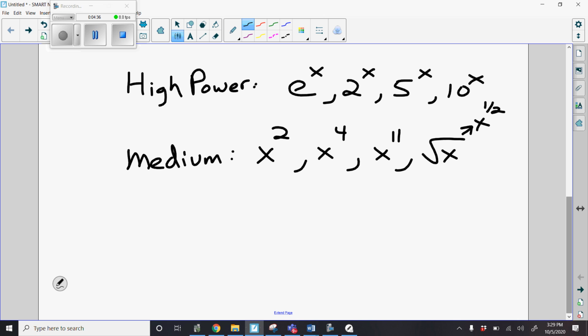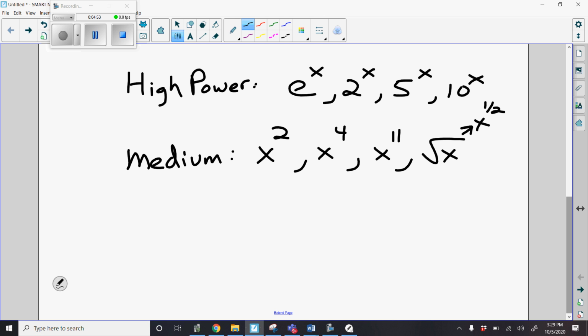Now obviously x to the 4th is more powerful than x squared. X to the 11th is more powerful than x to the 4th. But those are kind of our medium power. X to the 11th is not nearly as powerful as e to the x, especially as x goes to infinity.